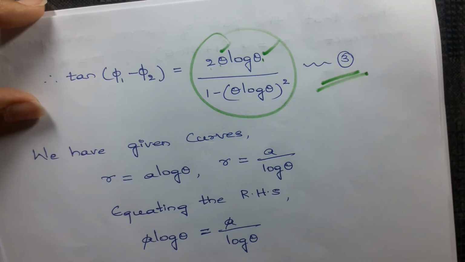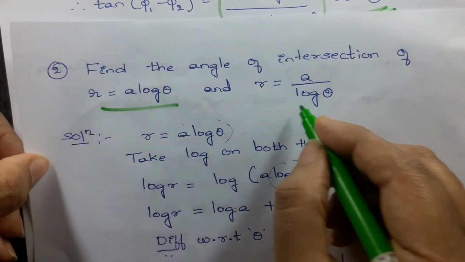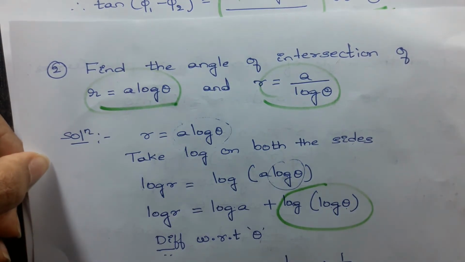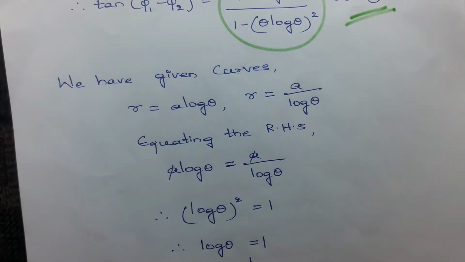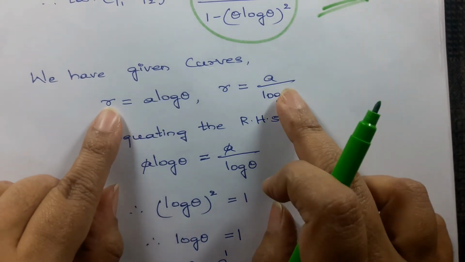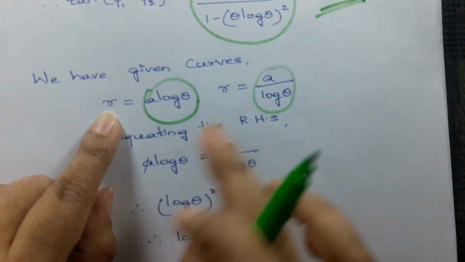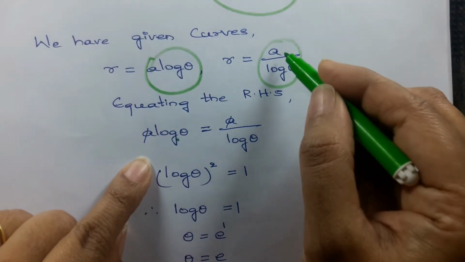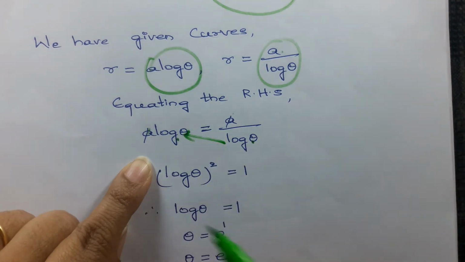Then how will you find out theta? What we will do now: they have given the equations of the curves, these two equations. Actually, we are finding the angle of intersection of these two polar curves, r is equal to a log theta and r is equal to a by log theta. Now, these two curves I will consider. You can see here, I can equate the RHS of these two curves because the LHS is the same. So I will equate the RHS. I will get a log theta is equal to a by log theta. A and a I can cancel. I can cross multiply log theta and log theta.